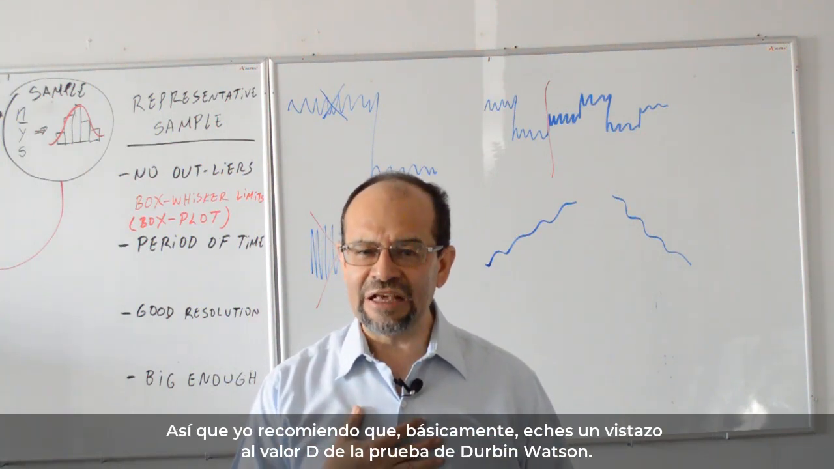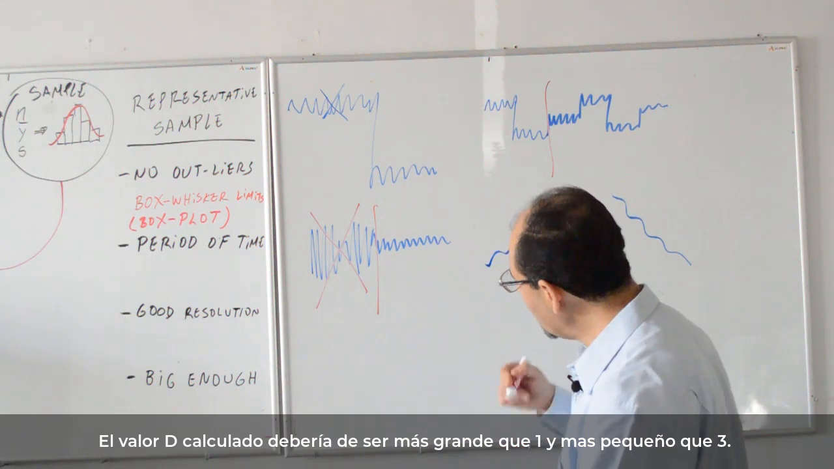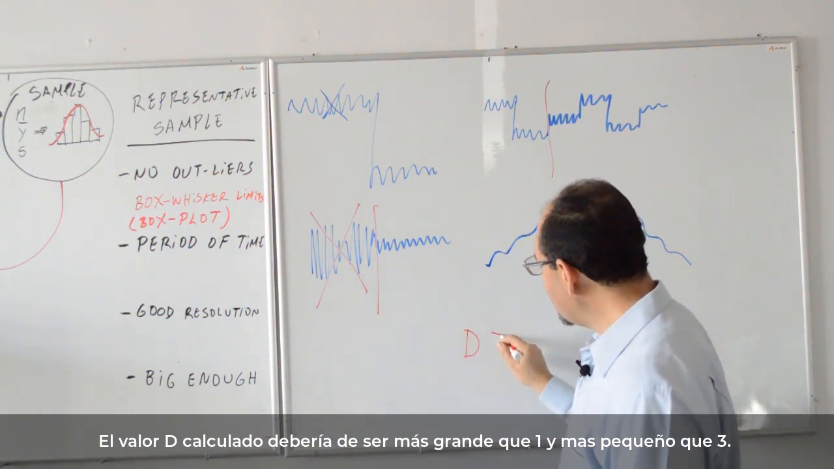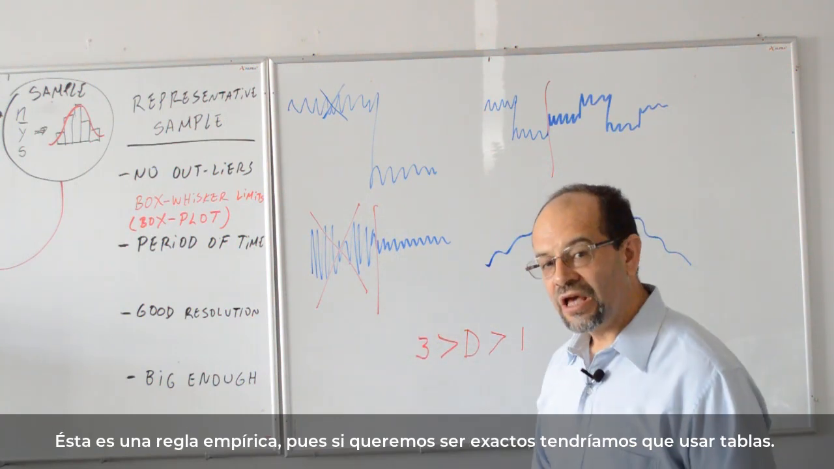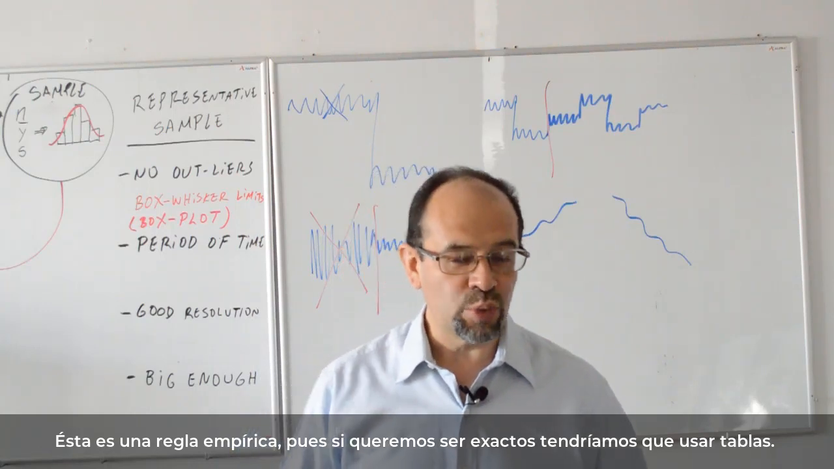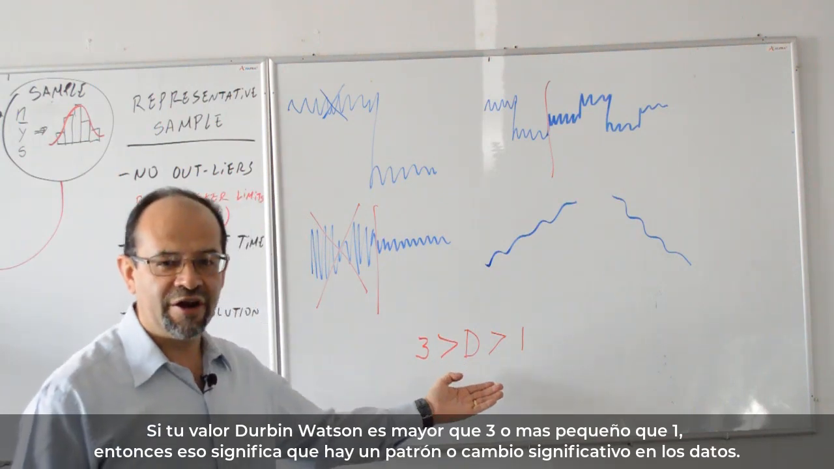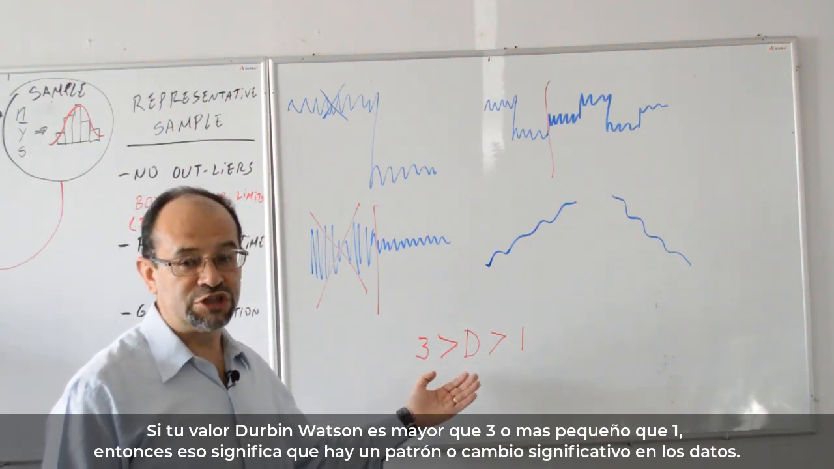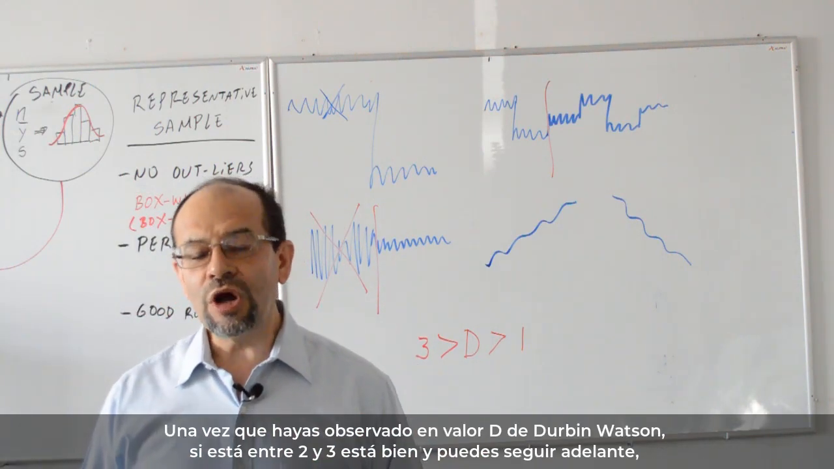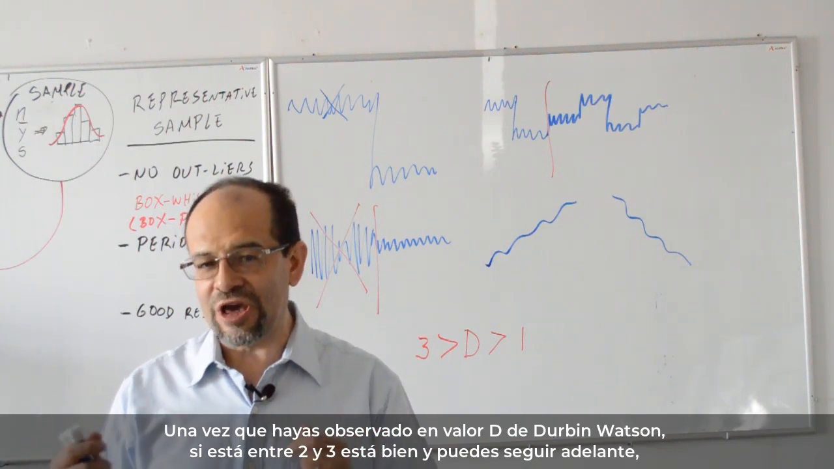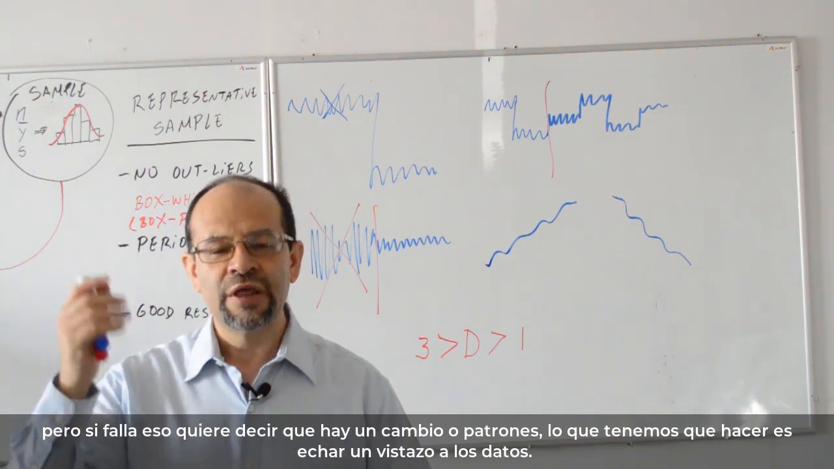So I recommend basically that first you take a look at the Durbin-Watson test. The value should be greater than 1 and smaller than 3. Of course there are tables that we can use, but this is just a general rule of thumb. If your Durbin-Watson value is bigger than 3 or smaller than 1, then that means that there is a change in the pattern of the data. If it's okay, between 1 and 3, great, you can move on.